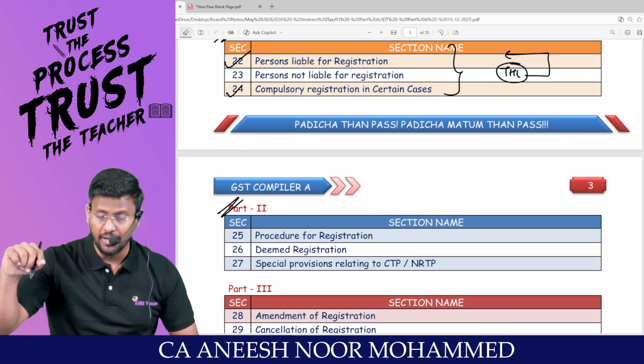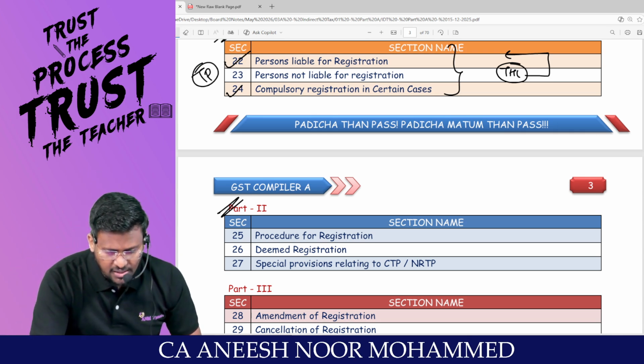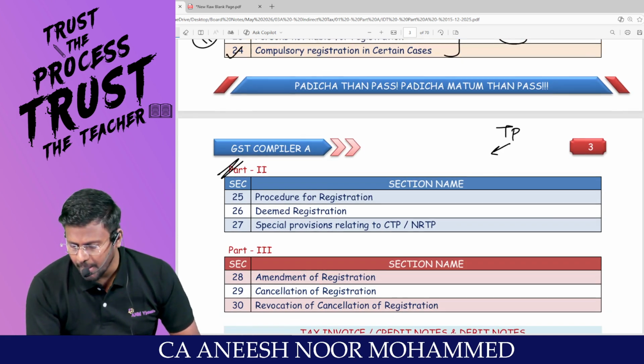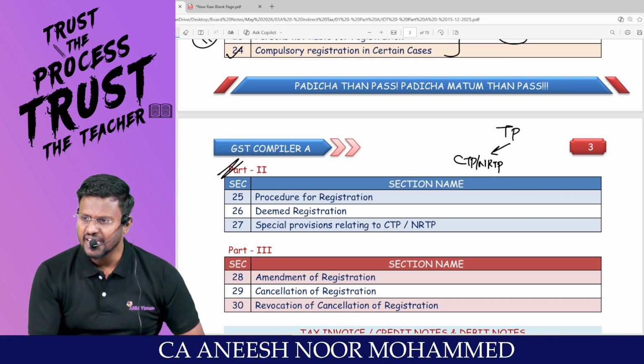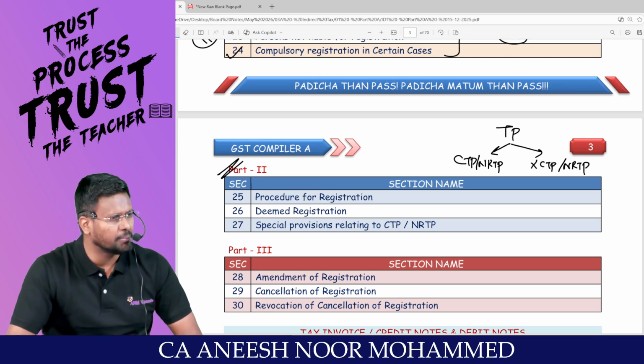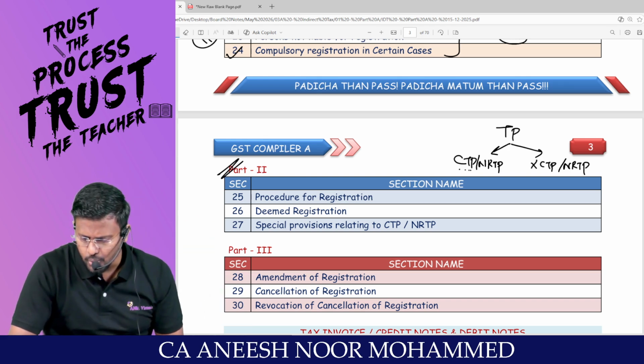That taxpayer, that assessee, that taxable person, that's the word we'll be using in IDT. That taxable person may be either a CTP or NRTP, or other than CTP or NRTP. CTP is a casual taxable person. NRTP is a non-resident taxable person.